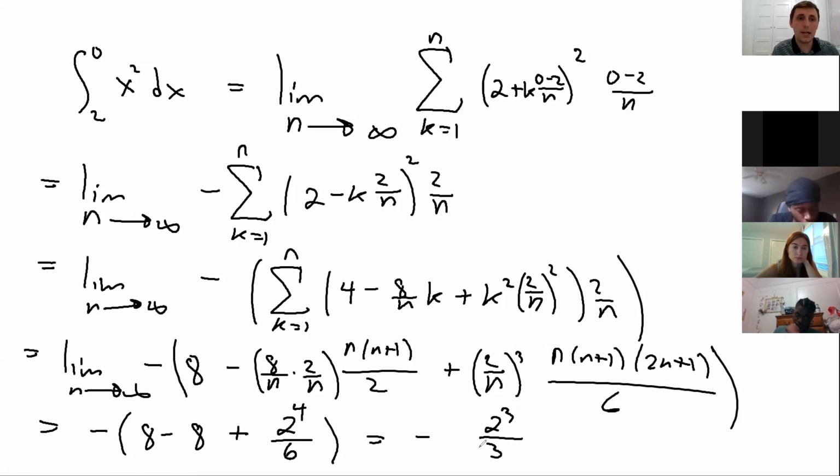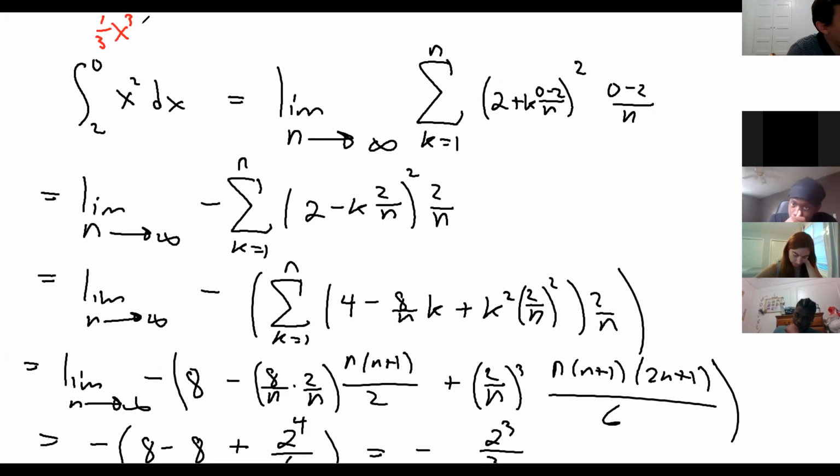We would have expected this answer because by the shortcut, what is this? This is simply 1/3 x cubed from 2 to 0, which is minus 1/3 2 cubed. Yes? Good.